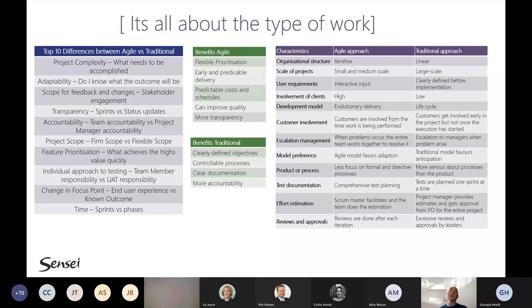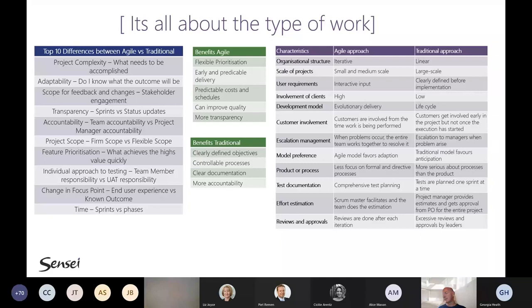I think the concept of transparency is a very big difference, in particular when we think about sprints versus status updates. A status update really outlines, provides a picture of where I'm currently tracking with my project until the end, whereby a sprint review enables us to change directions based on what we actually deliver.